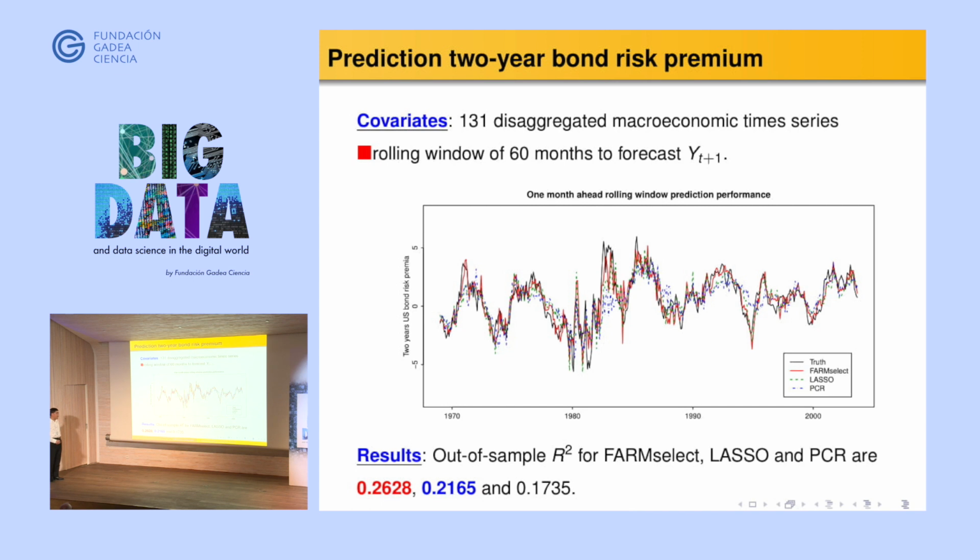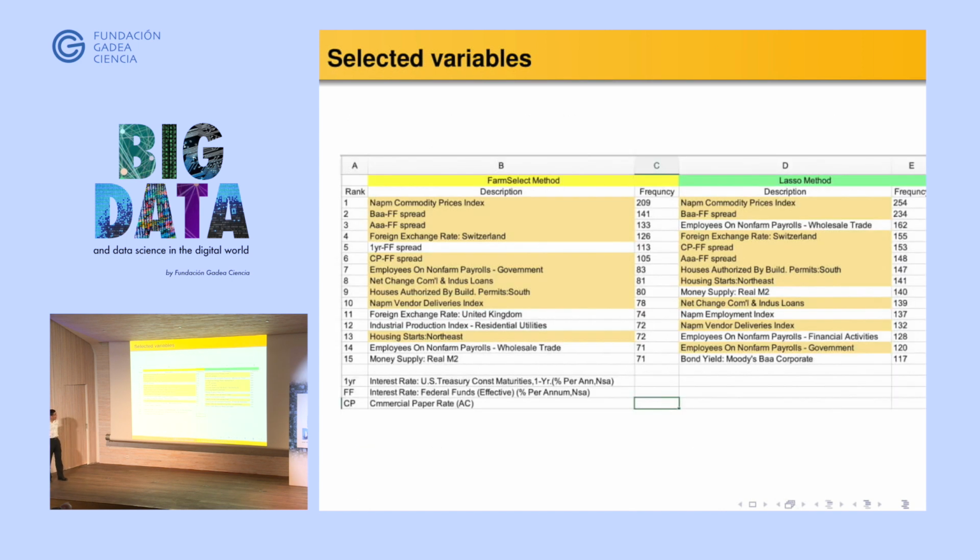I compare a few methods. One is FarmSelect. You are doing lifting, right? The other is lasso, directly applied to the data X. And the third one is principal components regression, or augmented principal component regression. So this is the out-of-sample R squared you get. So apparently, our method worked better. And this is the forecasting result. It's better for you to see unless you look very, very carefully.